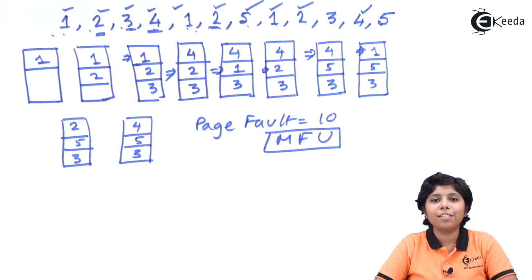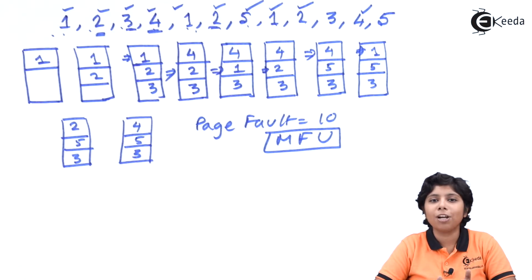Now the main advantage of using MFU is that the most actively used page is given the highest count, and we are not using the least frequently used. The pages that were in use previously and are now not being used are replaced. In this way MFU is done. Now we will see how LFU is done. LFU is least frequently used.